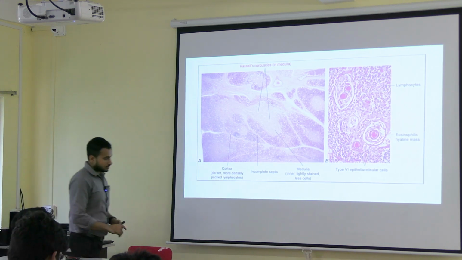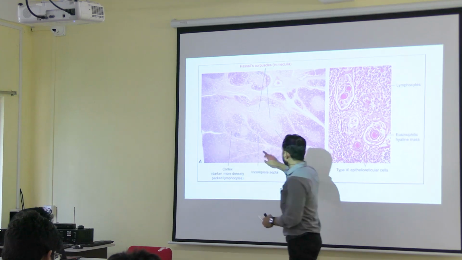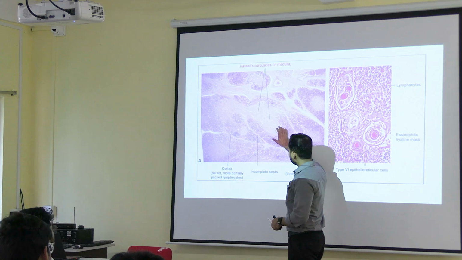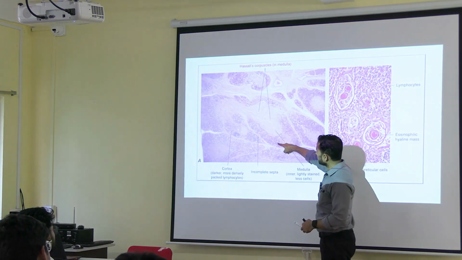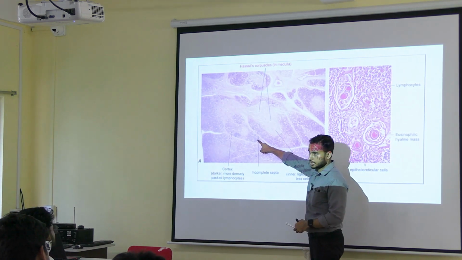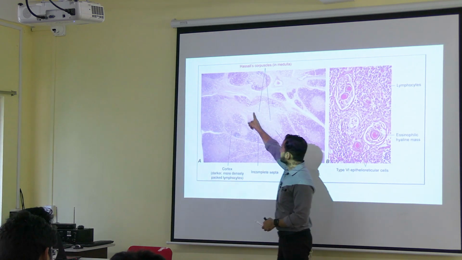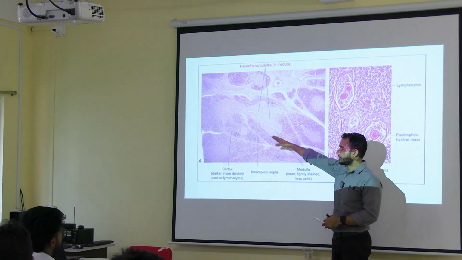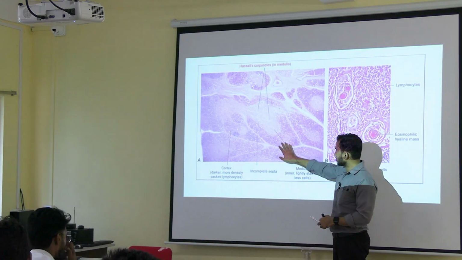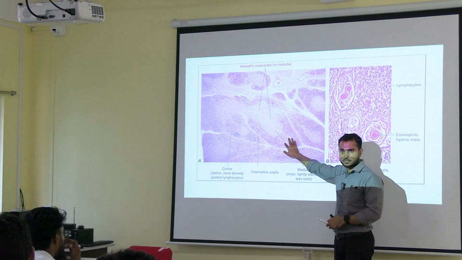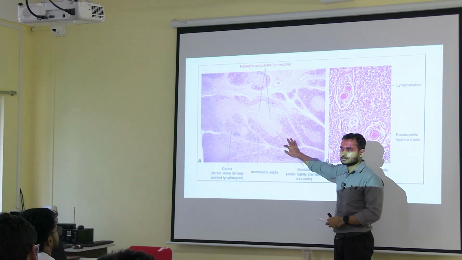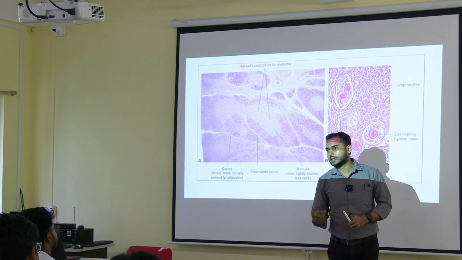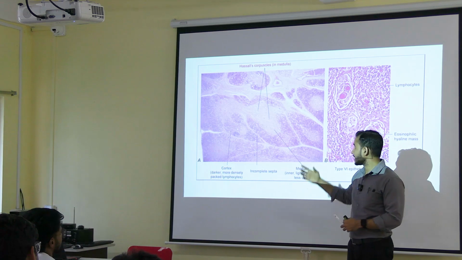Now if you focus over here, look, this is one incomplete lobule, this is another incomplete lobule. In this incomplete lobule, this is the cortex. This is the medulla. Now see, medulla is continuous with this medulla. Why? Because the septa is incomplete. Next, the cortex is darkly stained. Why is it darkly stained? Yes, because closely aggregated T lymphocytes are present. That's why it is darkly stained.